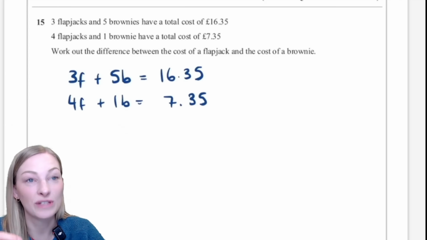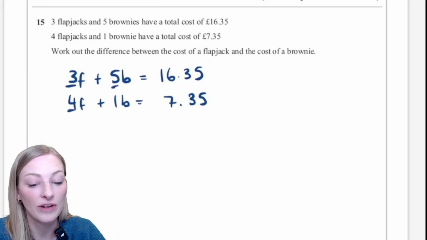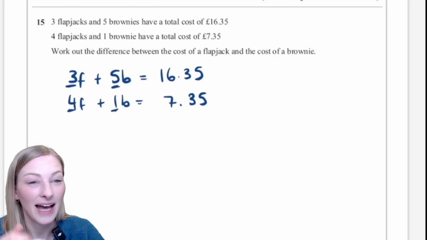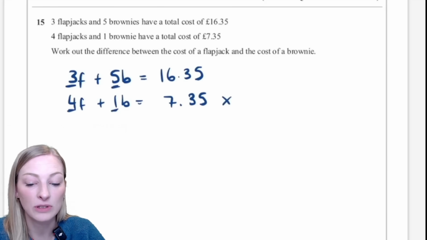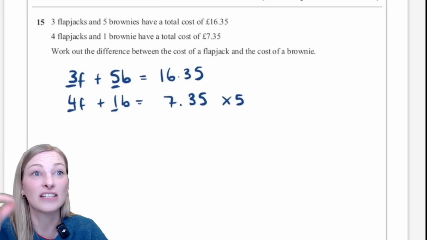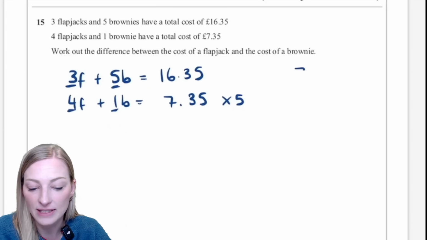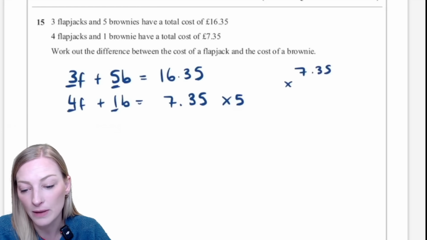To be able to solve simultaneous equations, we want to make either the numbers in front of the F or the numbers in front of the B the same. And here I think it's easier if we just multiply this bottom equation by 5 to make them both 5B. If we know the cost of 5 brownies is the same in both, then the difference is going to be the cost of the flapjacks, and then we can work out that cost. So let's start by doing £7.35 multiplied by 5.